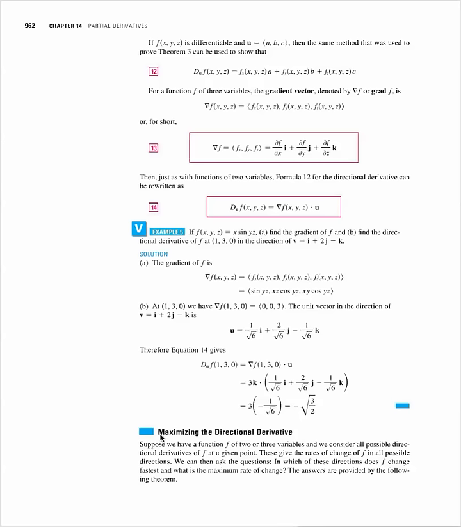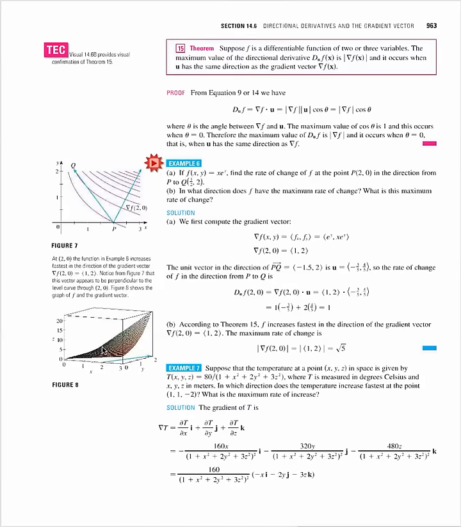Now, I really like this section at the bottom of page 962 about maximizing the directional derivative. And this theorem gives the entire story. If f is a differentiable function, then the maximum value of its directional derivative is the norm of the gradient of f, and it occurs in the direction of the gradient vector.